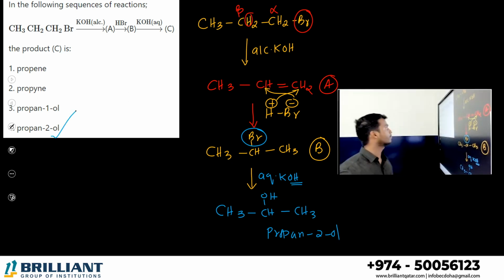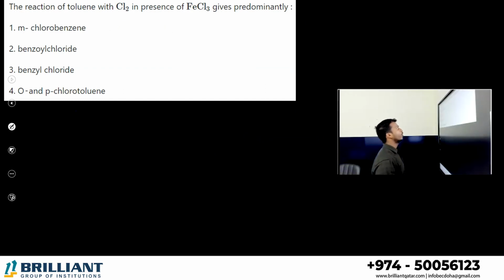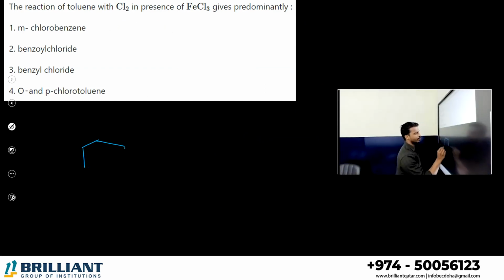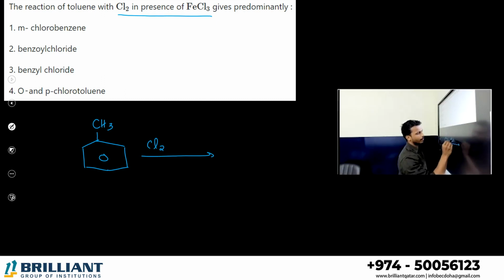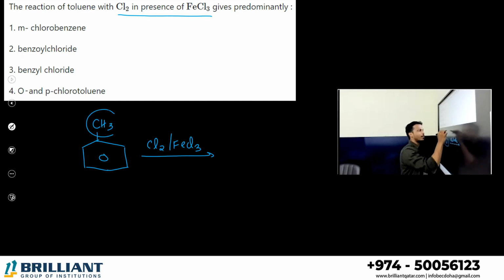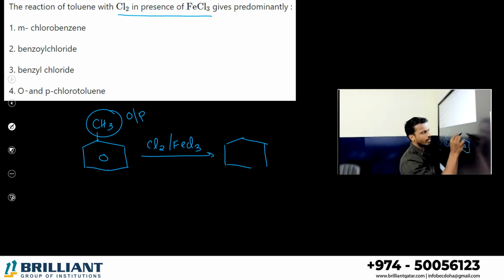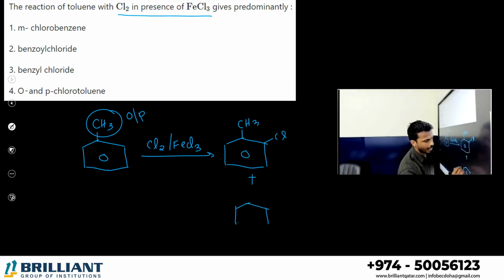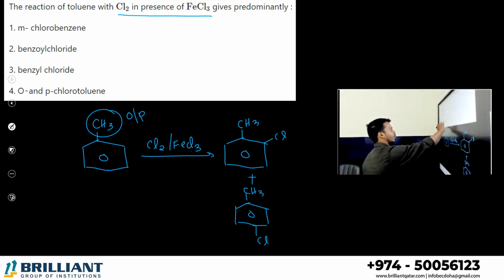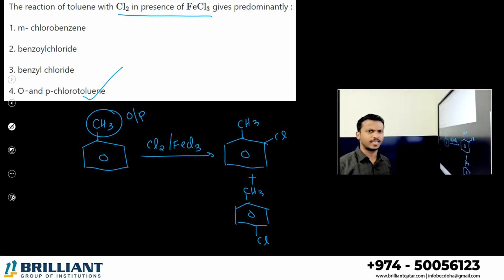Simple reactions. Now, the reaction of toluene with, okay, this we already discussed before. Toluene reacting with chlorine in the presence of FeCl3. Electrophilic substitution. The methyl group is an ortho-para directing group. So chlorine can go to the ortho position and chlorine can go to the para position. Correct. Ortho-chlorotoluene and para-chlorotoluene. I think we discussed the same question before.